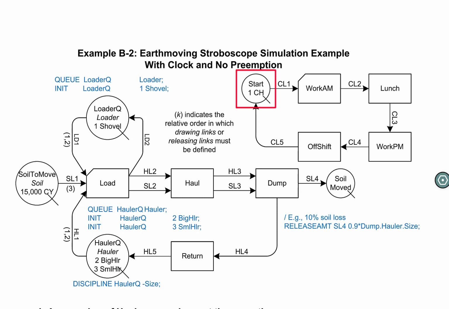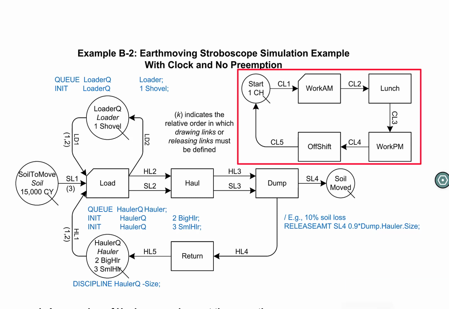The clock begins by initializing the queue start with one unit of resource. The unit of resource in this case is called CH, which stands for clock heart. It is just an artificial resource to make the clock work.